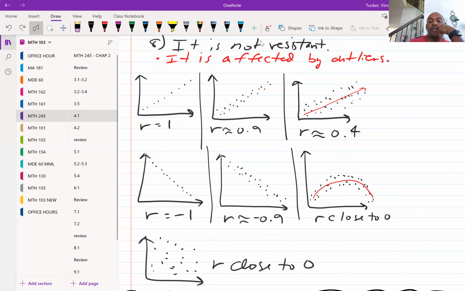And the last 2, when R is close to 0, this one right here, remember it's no linear relation, but there's still a relation there. There's still a pattern there. It's just not a linear pattern. And then here, no pattern at all. So don't forget your correlation coefficient only applies to having a linear relationship. So it cannot tell you or determine if you have a relationship that's nonlinear.